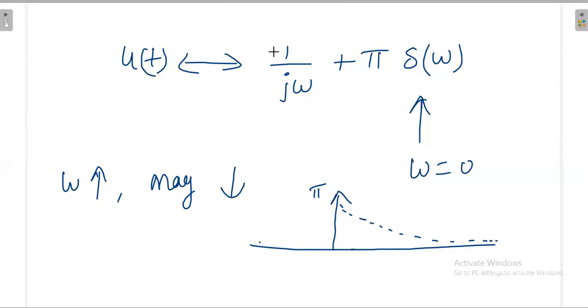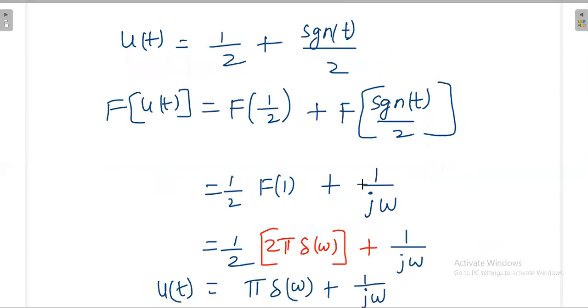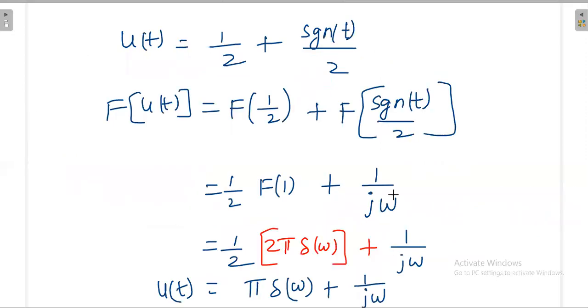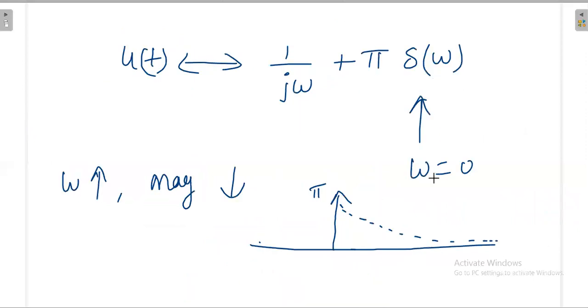Why are you getting this? It's because this signal u of t has a constant value. If you take the average, what is the constant value? The constant value is 1 by 2. So this signal has some constant or DC value, and that's why we are getting this extra component. The del omega component indicates that exactly at omega equal to 0 you have some component. That means omega equal to 0 indicates the DC component.